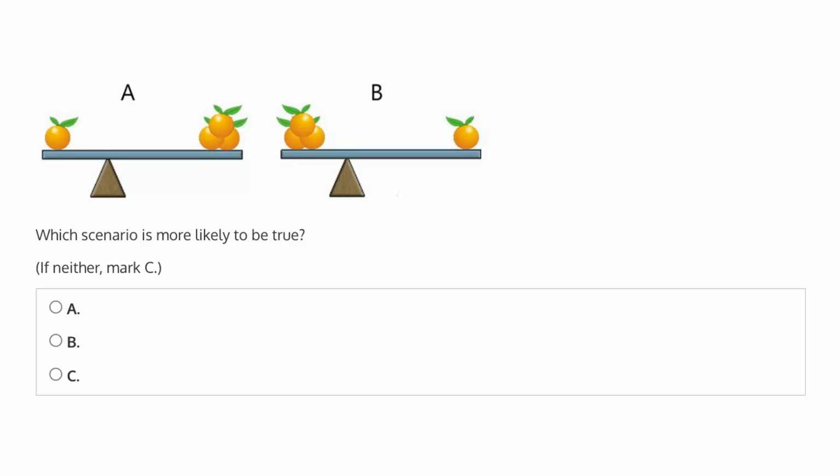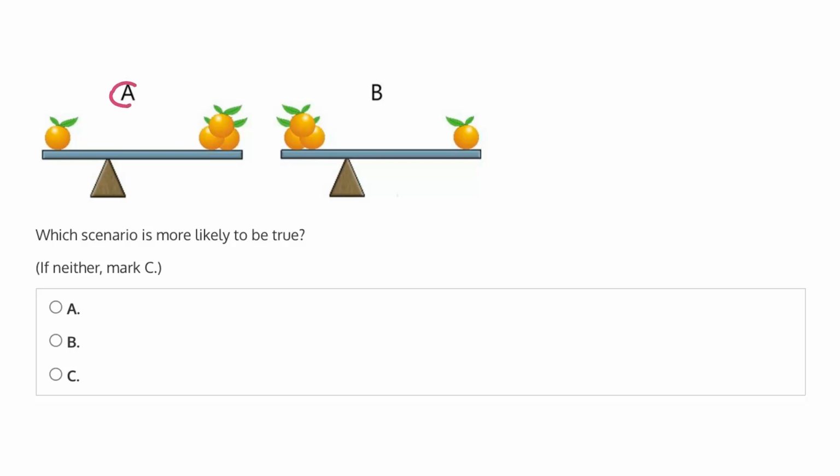This question asks, which scenario is more likely to be true? Is it A, where we have 1 fruit on the left-hand side and 3 on the other side of this fulcrum? Is it B, where we have the opposite? We have 3 on the left-hand side and 1 on the right-hand side of the same fulcrum in the same position? Or is it C, neither is likely to be true?